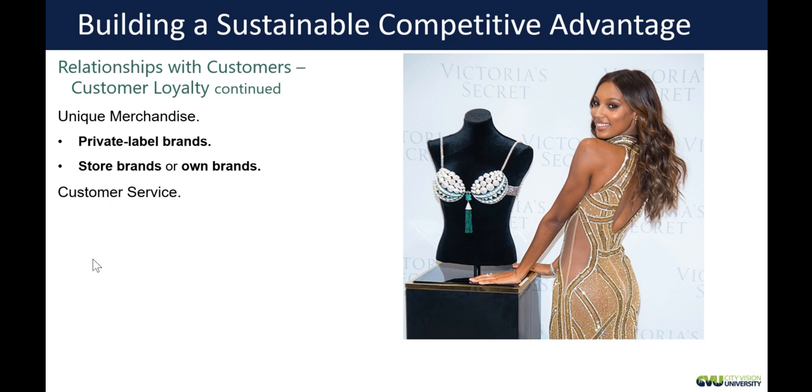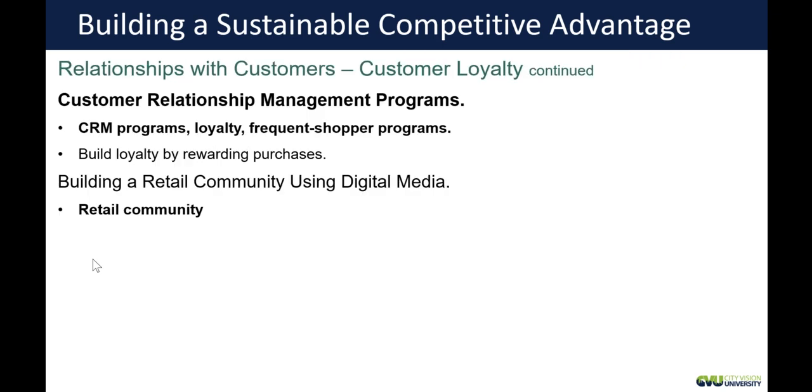You can have unique merchandise using a private label brand or a store brand. Provide great customer service. These are ways to develop customer loyalty, and that's a great way to develop competitive advantage.